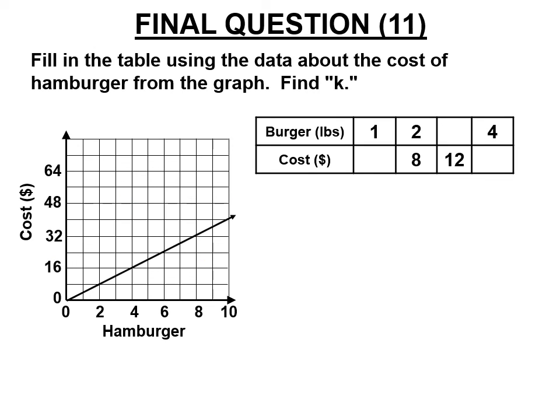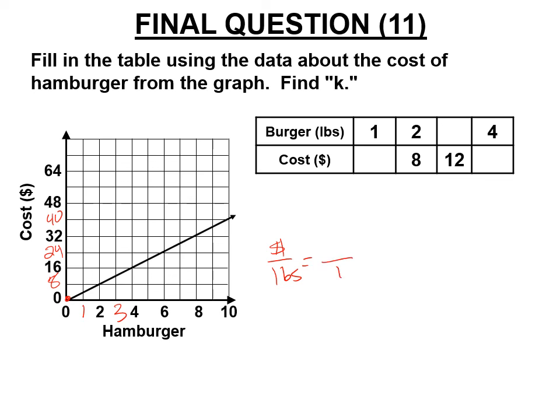All right, so we're going to fill in the table using the data about the cost of hamburgers from the graph. Find K. Okay, so the graph starts at 0, 0. It's proportional. It's a straight line starting at 0, 0. This must be halfway to 16 is 8. So we're going 16, 8, 24, 32, 40, and so on. And 1, 2, 3. We're going to fill these in. Now look at, right, we're going to do dollars to pounds.